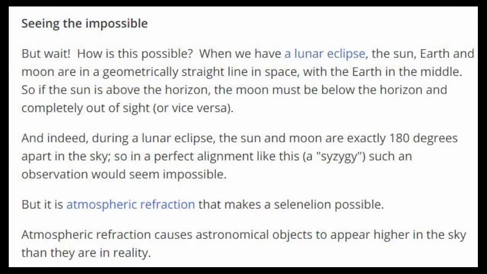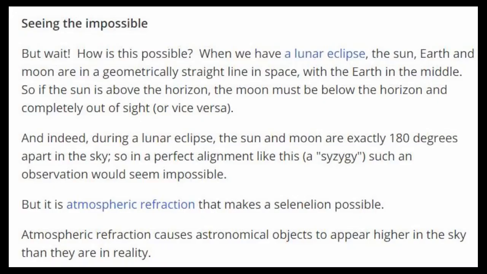When we have a lunar eclipse, the Sun, Earth, and Moon are in a geometrically straight line in space with Earth in the middle. So if the Sun is above the horizon, the Moon must be below the horizon and completely out of sight, or vice versa. And indeed, during a lunar eclipse, the Sun and Moon are exactly 180 degrees apart in the sky. So in a perfect alignment like this, a syzygy, such an observation would seem impossible.